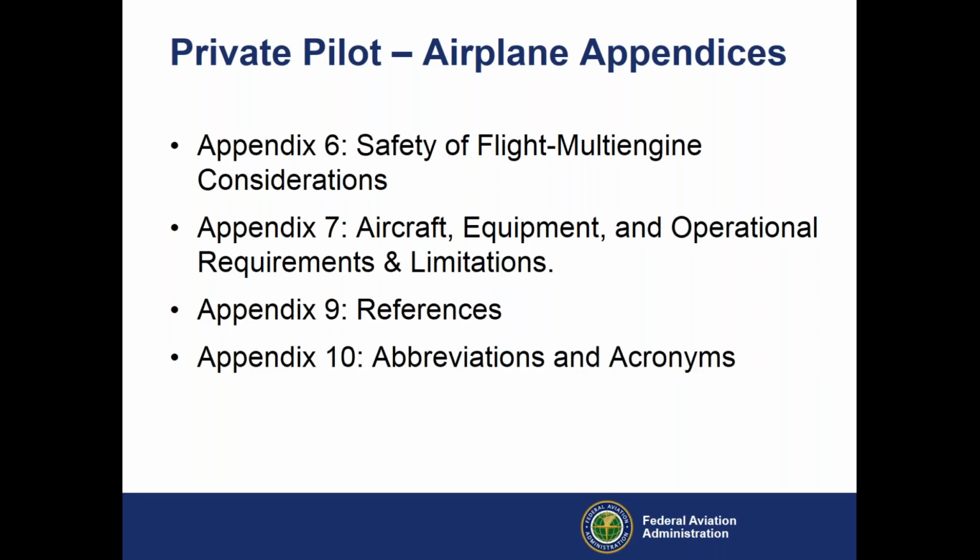Appendix 7 says that the airplane used for the practical test must meet the requirements of 61.45. This change was to remain consistent with the commercial ACS and the removal of the complex airplane for the practical test. Appendices 9 and 10 have been updated to show changes to the references used in the appropriate abbreviations and acronyms.